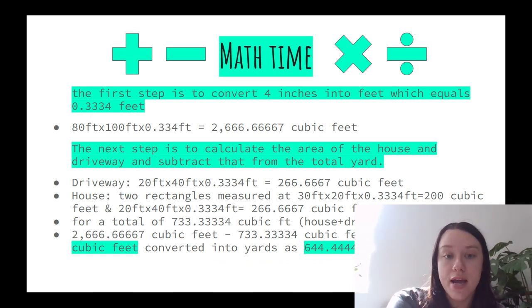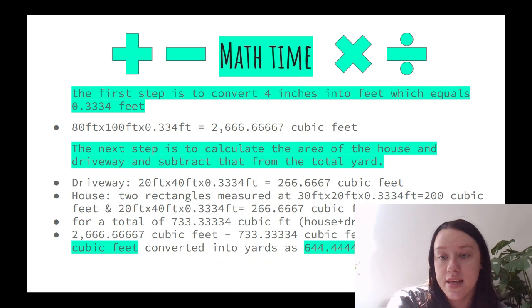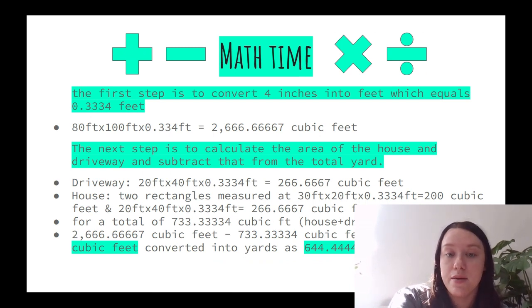So starting with the driveway, I measured that to be 20 feet by 40 feet. And then again, I multiplied that by the 0.3334 feet to get 266.667 cubic feet. The house I then separated into 2 rectangles to make it easiest to measure. And I measured the first rectangle to be 30 by 20 feet, which I then multiplied by 0.3334 to get a total of 200 cubic feet.